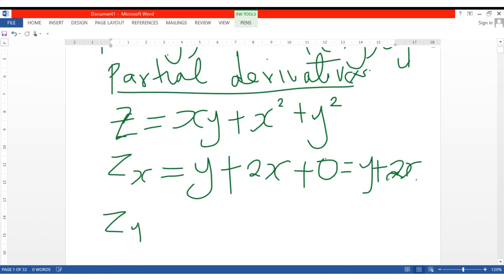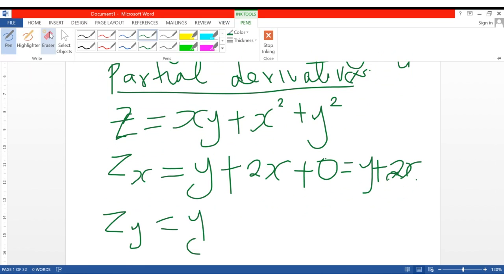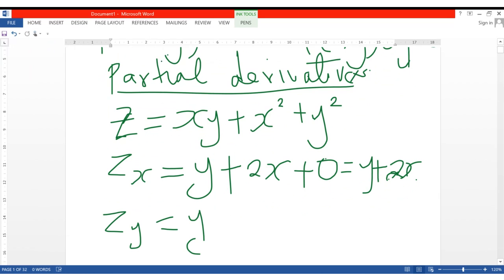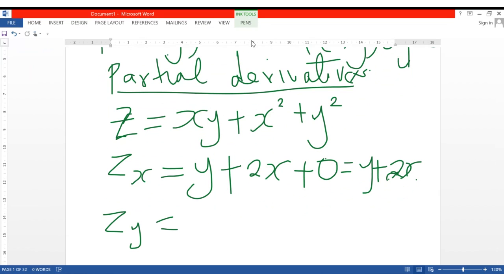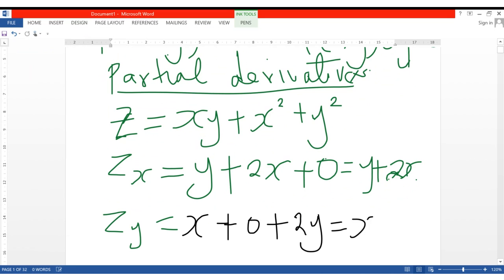Zy. We differentiate in terms of y, we shall assume that x is a constant. We shall remain with x here, because when you differentiate y, you get number 1. So we shall get x. Differentiate x squared, there's no y, so you'll get 0. And then differentiate y squared, you get what? 2y. So you're getting here x plus 2y. X plus 2y is the final answer for that one.